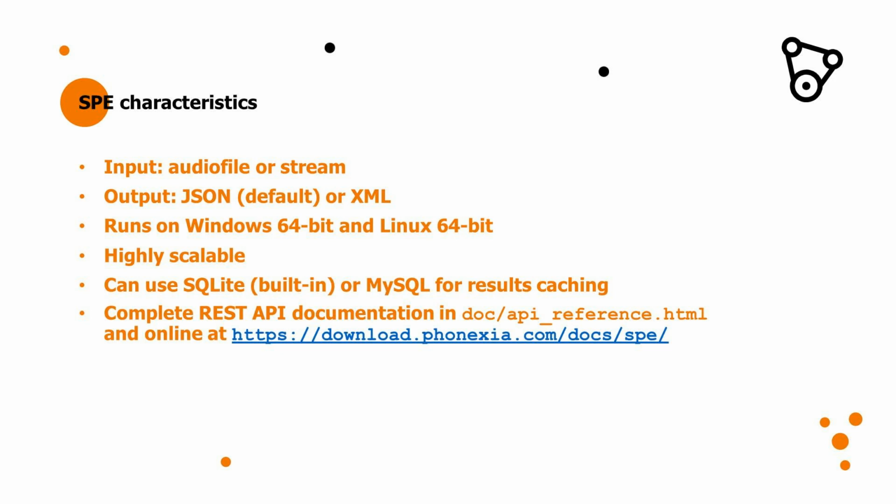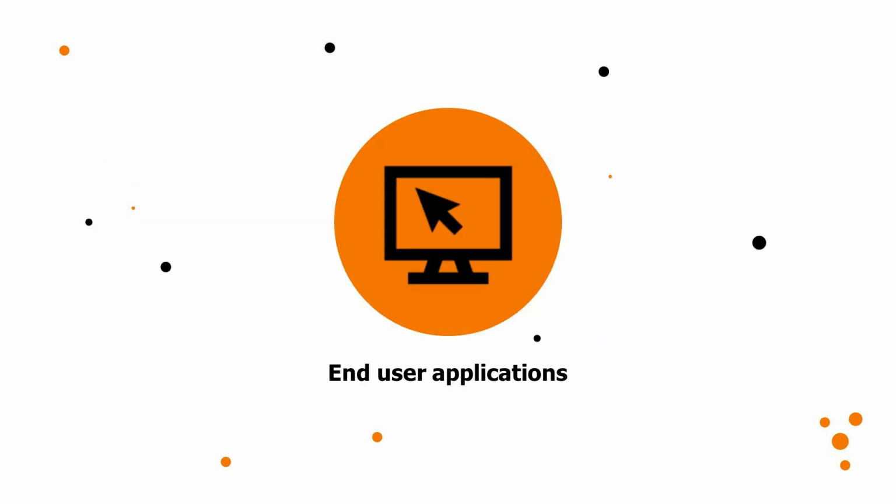It can use either its own built-in SQLite database for caching the results, or can be integrated with an existing MySQL database if it's already used on the partner's side. The REST API documentation is included in the distribution package and is also available online. It contains a complete description of the REST endpoints, their required parameters and return responses, and also some step-by-step examples to get you quickly started.